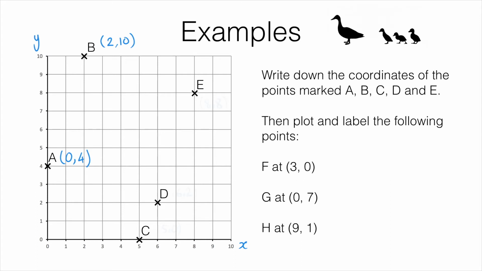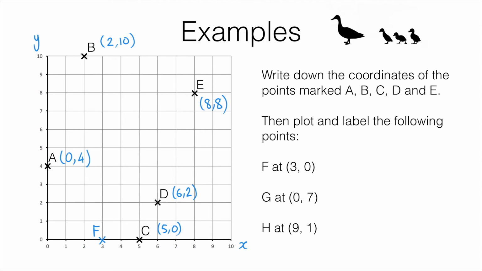Here are the answers. Next, we need to plot and label some more points on the grid. F is at 3, 0. 3 is the x coordinate, and that tells us how far across we've gone, and 0 is the y coordinate. It tells us how high up we've gone. So 3, 0 is here. Starting from the origin, we go 3 across and 0 up. So we need to mark this point with the letter F. Now pause the video and have a go at plotting G and H on a grid.